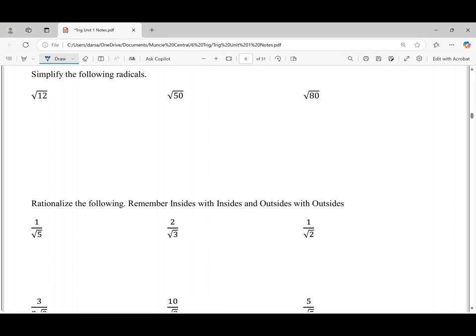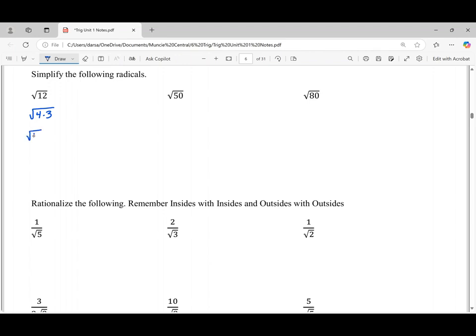What you want to do is think, what are two numbers that multiply to 12? And the first two that I think of are 6 and 2. But can you take the square root of 6 or the square root of 2 evenly? No. So I need to think of a different pair of numbers. What are two numbers that multiply to 12? Well, 4 times 3. Can I take the square root of either of those two numbers evenly? I can, the square root of 4.